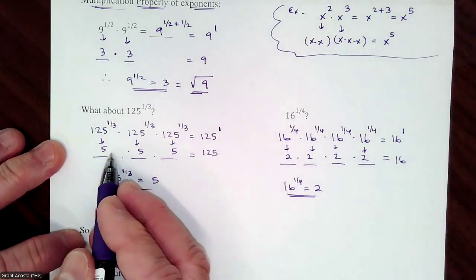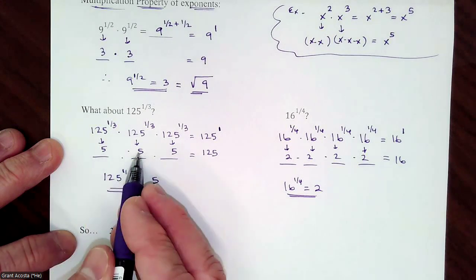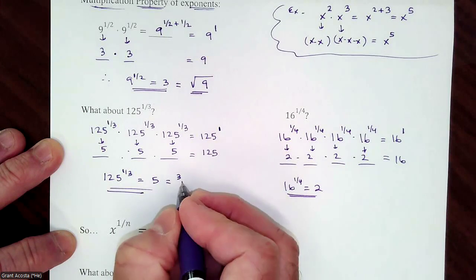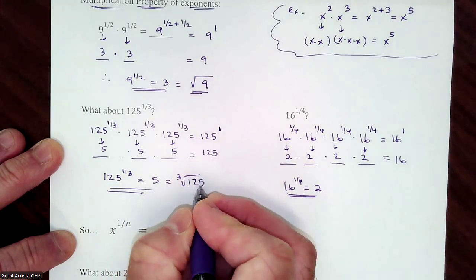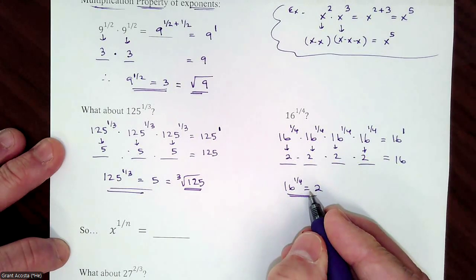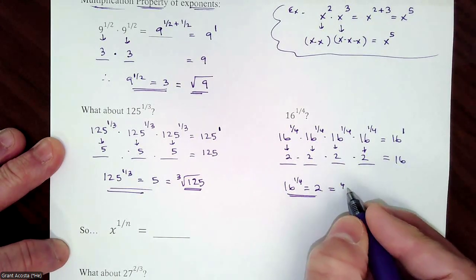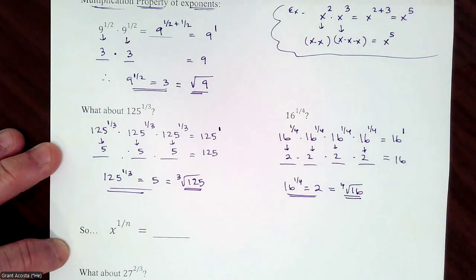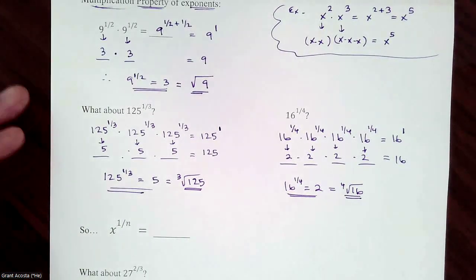125 to the 1/3 turned out to be what number times itself 3 times gives me 125, which was 5. That's exactly what we mean when we say take the cube root of 125. And same thing with 16 to the 1/4. That is the same as the 4th root of 16. Okay, so that's the connection.